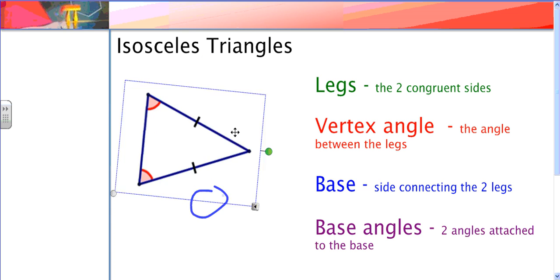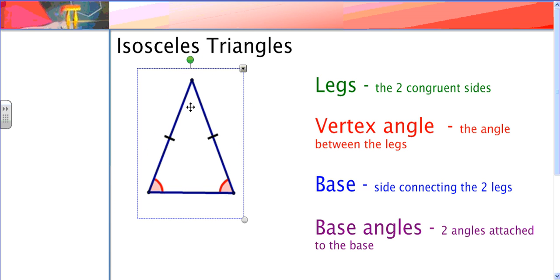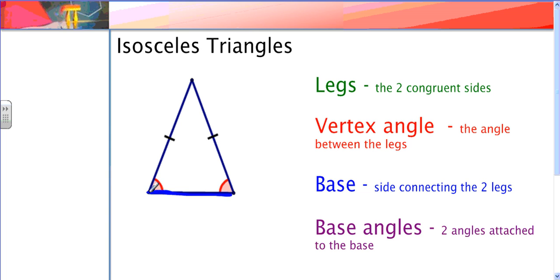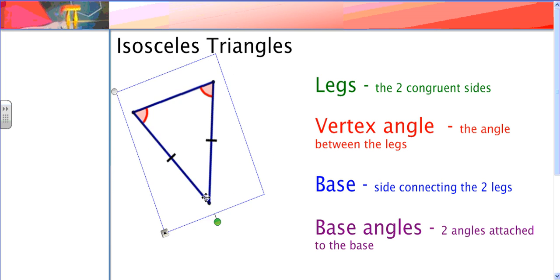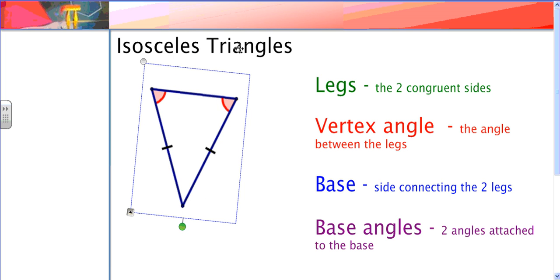So pay attention to the orientation of your figure. Is it upside down? Is it right side up? Where are the legs? Where is the vertex angle? And the base is the side that connects the two legs. Again, don't think about the base as being the bottom. Think about it as the side that connects the two legs. In this case, it happens to be on the bottom of the triangle. But if my isosceles triangle was rotated like this, now my base is at the top of the triangle.